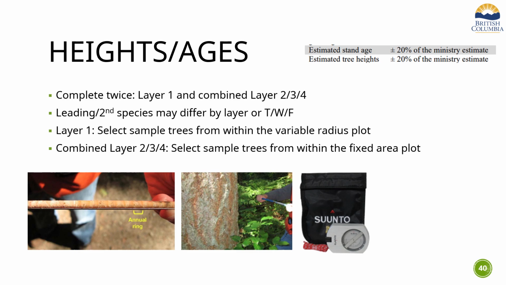For inventory heights and ages, you should be picking the tallest tree from within your plot for the leading and secondary species. For the understory, that's from your fixed area plot. For the overstory, that's from your variable radius plot.